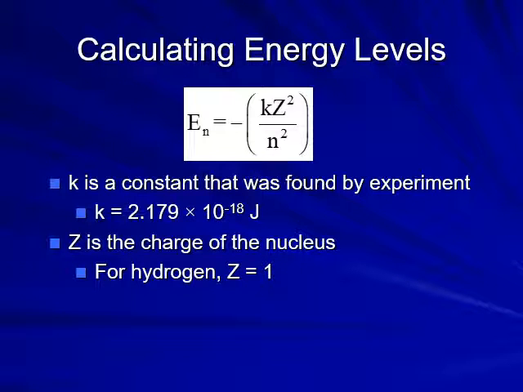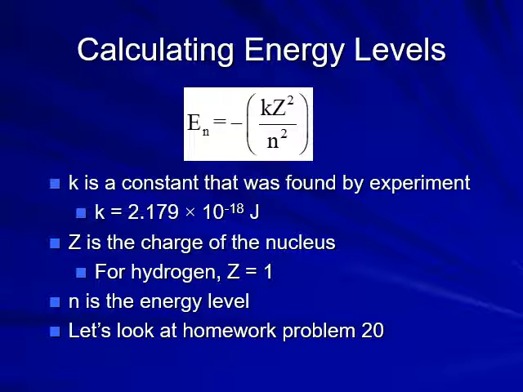Z is the charge of the nucleus. For hydrogen, Z equals 1. And that's why you may not see a Z factor in equations like this, because if they're talking about hydrogen and Z equals 1, 1 squared is still 1. N is the energy level that we're talking about. So because we're dividing by the energy level squared, actually, the lower the energy level, the lower the overall energy, because we're dividing by a smaller number.